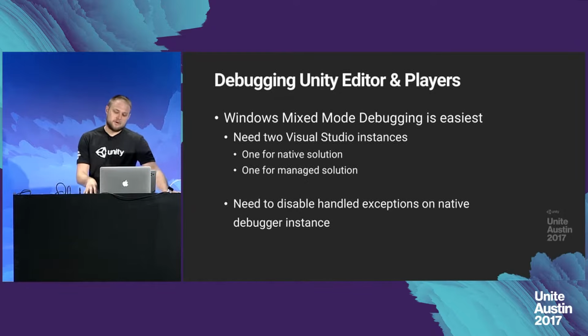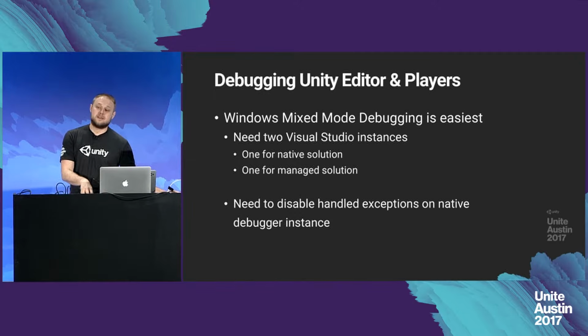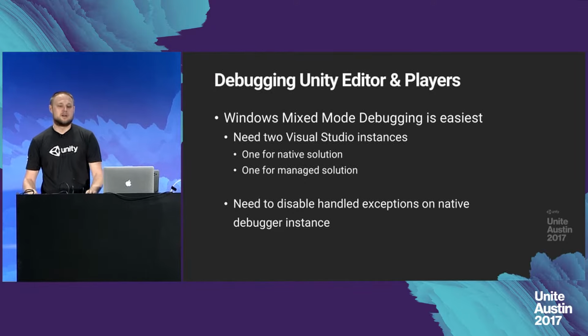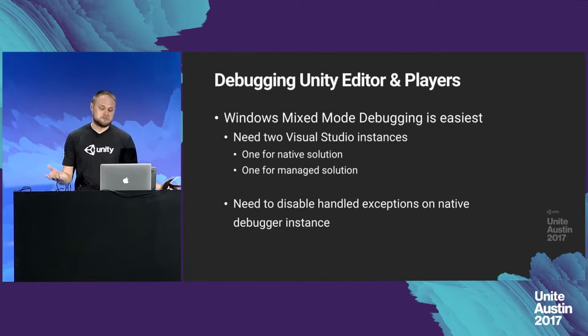all you need to do is have 2 different Visual Studio instances. You need one that has the native solution that you're attempting to debug, and one with the managed solution that you're attempting to debug open. And then you can attach both to the same, say, player. And that's pretty much it.